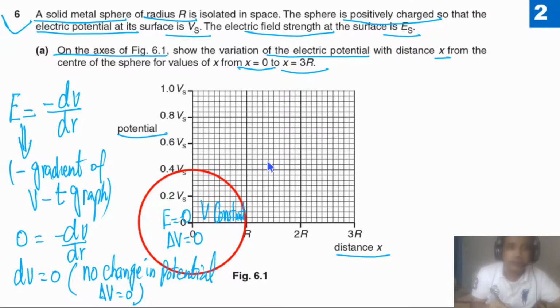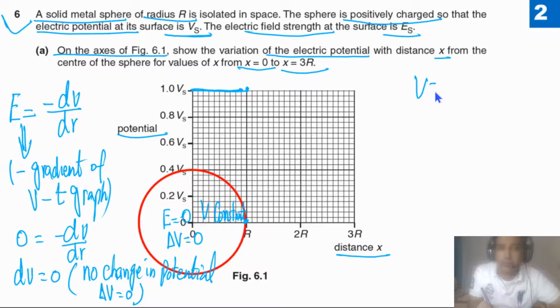If this point is clear to you, it simply means that potential inside the sphere will not change. It is given that the sphere is positively charged so that the electric potential at its surface is Vs. So at this point the electric potential is equal to Vs, and inside the electric field is 0, so the potential inside will not change. Inside, the potential is constant.